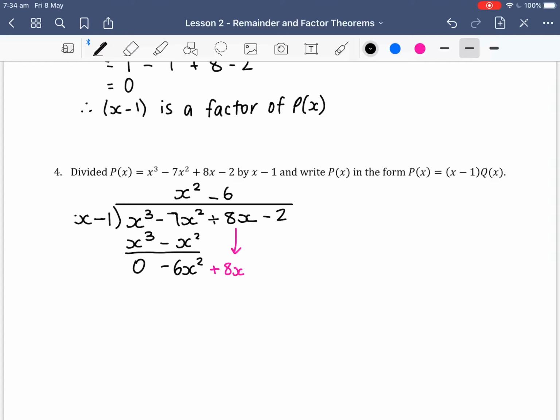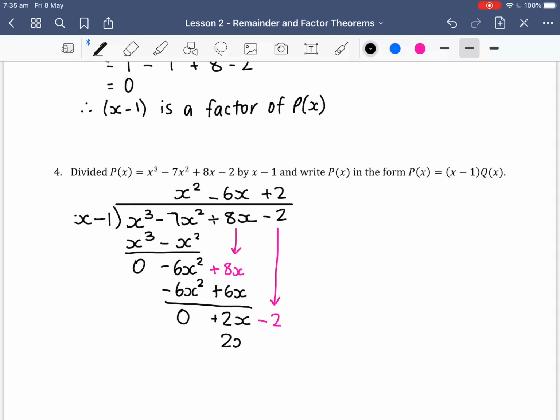So then we go negative 6x squared divided by x. So that's negative 6x there. So we have negative 6x squared, and then negative 6x times negative 1 is plus 6x. We subtract those. So negative 6 subtracted by negative 6 is 0, and then 8 subtracted by 6 is plus 2x. So then 2x divided by x is plus 2. We bring our minus 2 down.